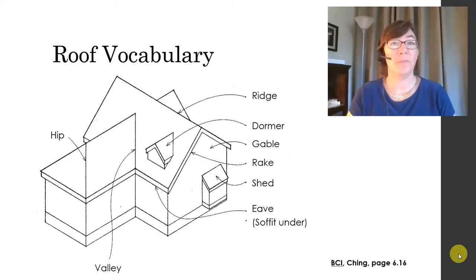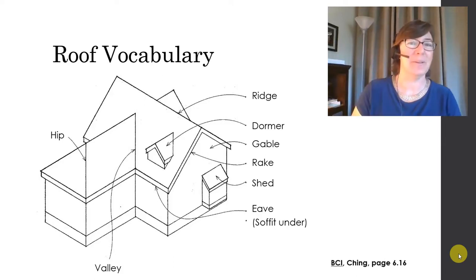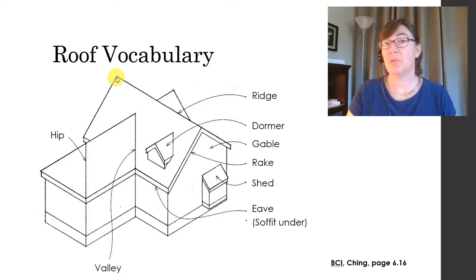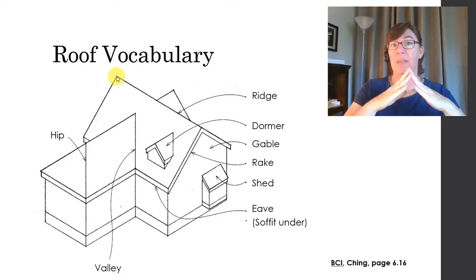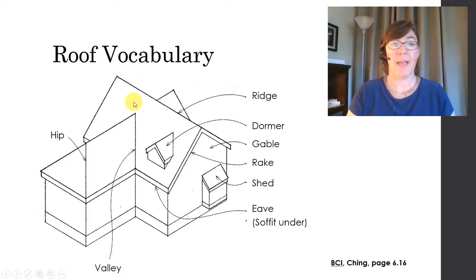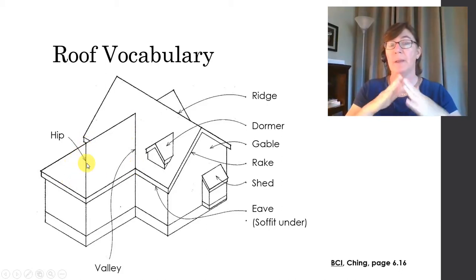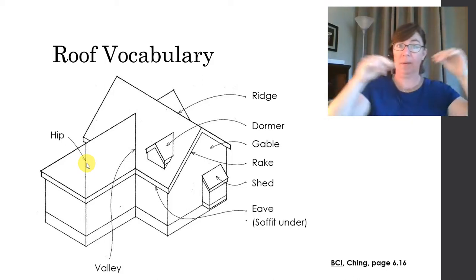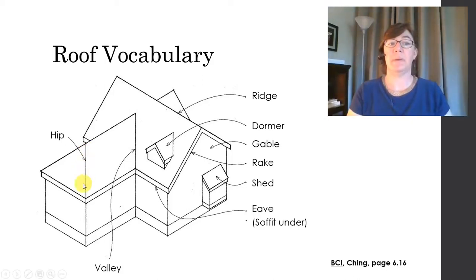Let's learn a little roof vocabulary. You didn't know that you were in a vocabulary class, but here you are. So the top edge or peak of a roof is called a ridge. That's this line right here. It's kind of the upward pointing V. Any downward pointing joint is the valley. Here's your valley. And here is an upward pointing joint, but it's at an angle and not horizontal. Okay, so that's a hip right there.